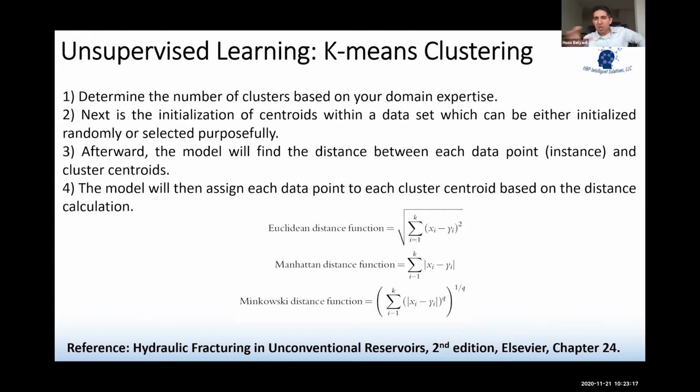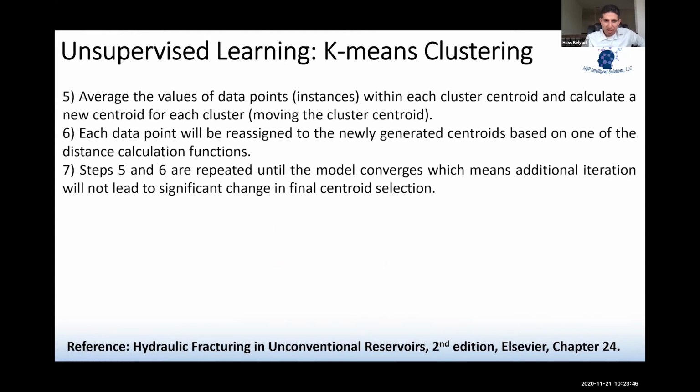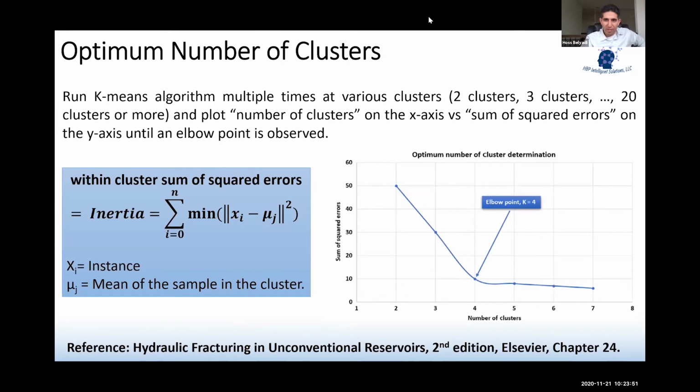But the differences shouldn't be too much, at least depending on the nature of the problem. So feel free to play around with different distance functions to see how much it changes the result of the clustering. Okay. So this is the distance function that I was talking about. And then we talked about the steps here: determine the number of clusters based on your domain expertise, the initialization of the cluster, and so on and so forth. We discussed all of these steps in that picture that I showed you, but this is just for your own reference when you go back.